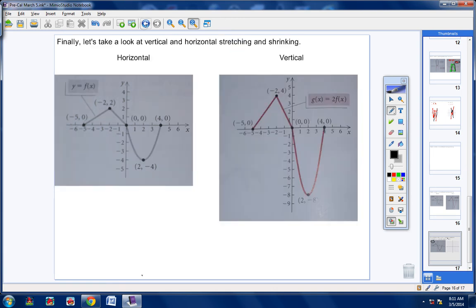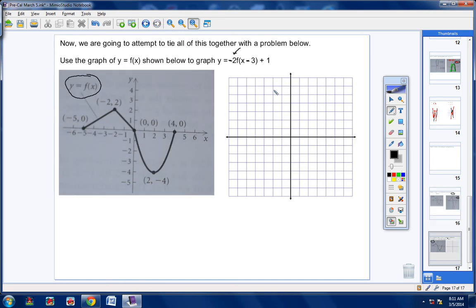Okay, let's go back a page. Remember in your notes, look at this. Perfect example, look at that. When the entire function is being multiplied by 2, like this, it's a vertical stretch or shrink. So now we know whether or not we're going to stretch it or shrink it vertically or horizontally. It's going to be vertical.